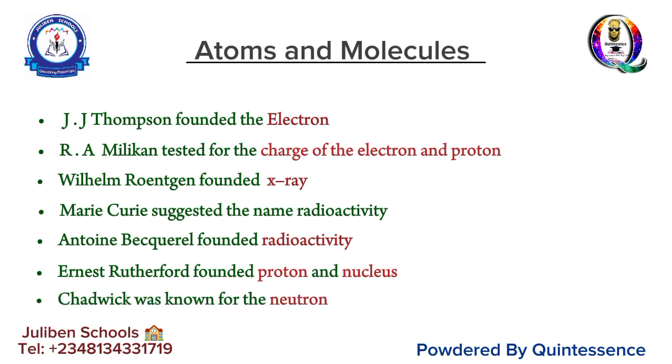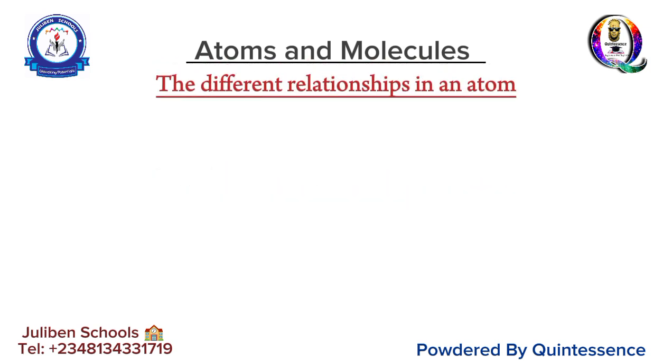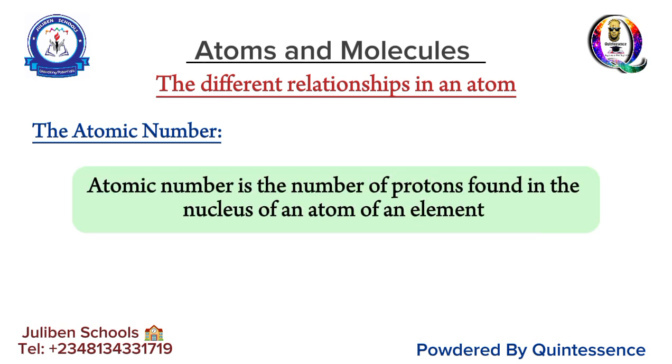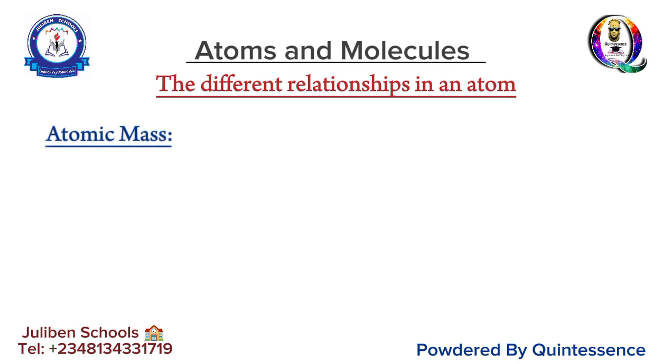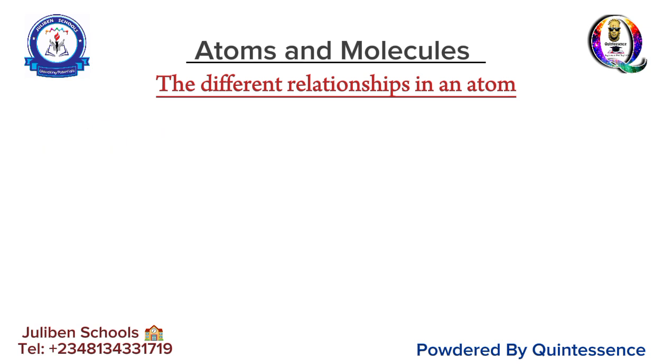Very, very important. The next thing we are going to look at are the different relationships in an atom. We start with the atomic number. Atomic number is simply the number of protons found in the nucleus of an atom of an element. For a neutral atom, atomic number equals proton number equals electron number, okay? Next is the atomic mass. Atomic mass is simply the sum of the protons and the neutrons found in an atom, except in hydrogen, which has no neutron. When you talk about mass number, you talk about the algebraic sum of the protons and the neutrons.